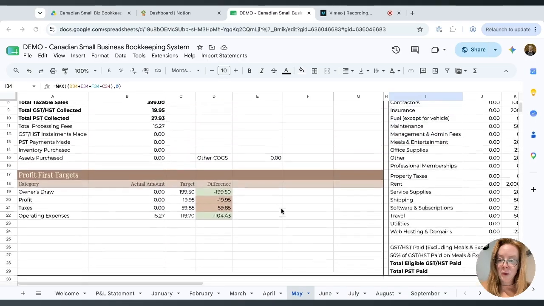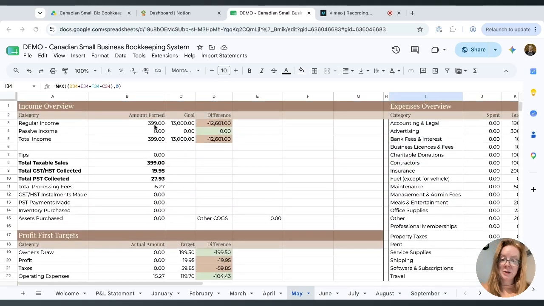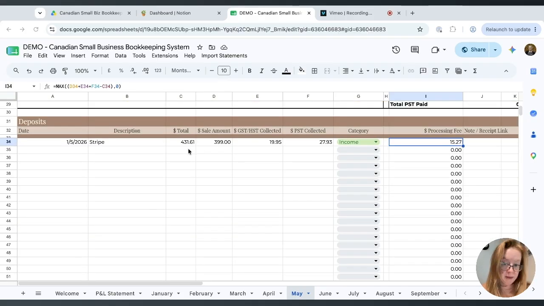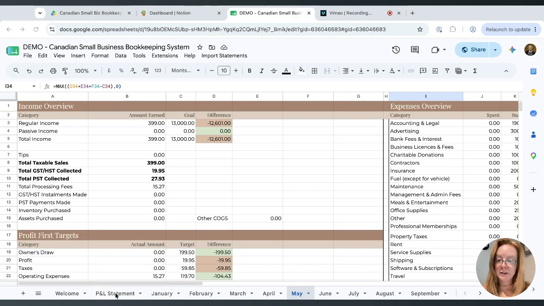And then if we scroll back up to the reporting section, we can now see that we've got some numbers up here that have automatically updated. We now see that our total sales in terms of our regular income was this amount. So we can see that that's not this amount, because that is the sales amount plus the GST plus the PST minus the processing fee. But this is what we would need to report to the government if we were submitting a GST report, for example. And then the P&L statement will have updated.